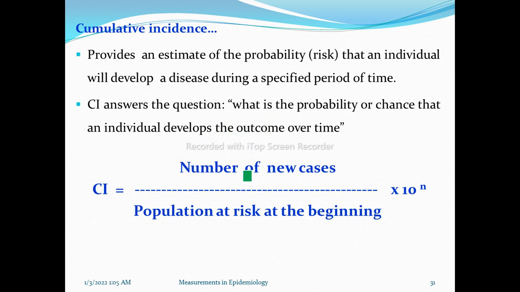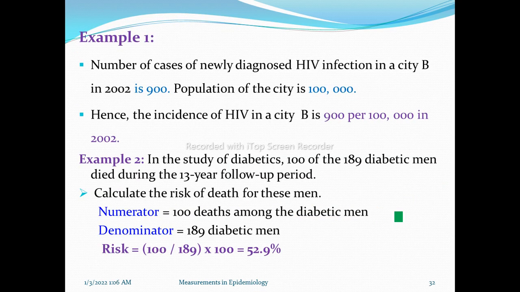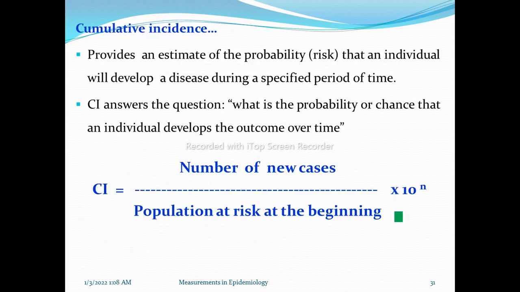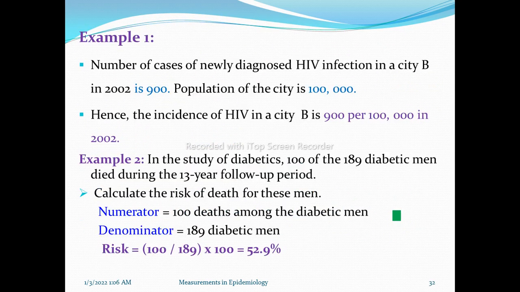Cumulative incidence is equal to the number of new cases over the population at the beginning, times 10 to the power of n, where n may be 1, 2, 3, so that means 100, 1,000, 10,000. For example, the number of newly diagnosed HIV infections in the city is 900, and the population at risk is 100,000. So the incidence of HIV in the city is 900 per 100,000 in 2002.